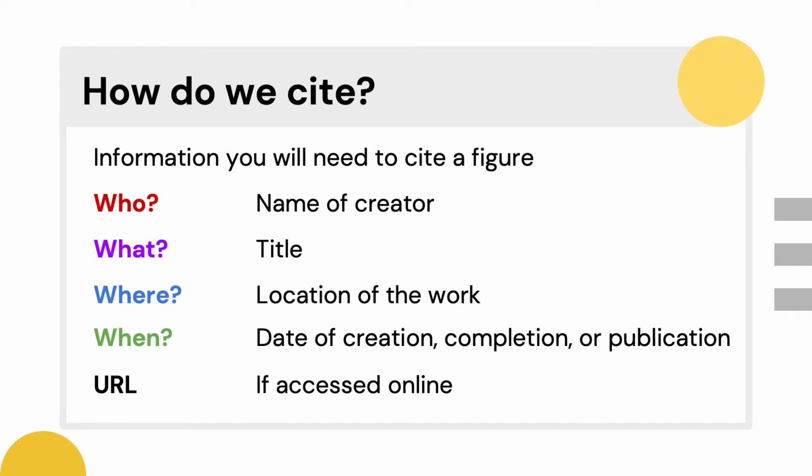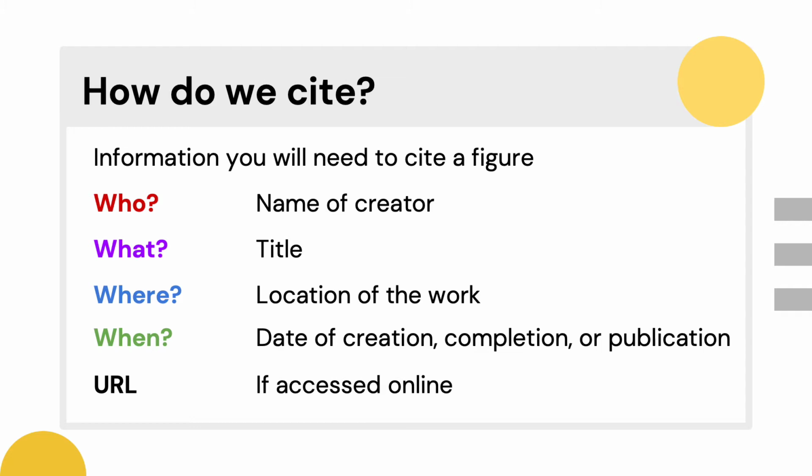You will need the following information to cite a figure in a caption. Think of this as the who, what, where, and when of your source. For the who, you will need the name of the person who created the figure. For the what, you will need the title of your figure. For the where, you will need the location of the figure. This could be a geographic place or a library that holds the figure.